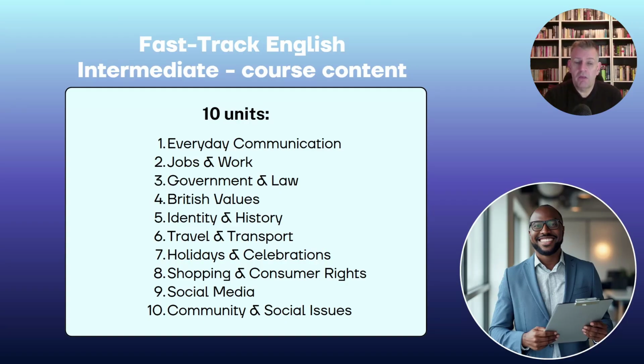And these are the 10 unit topics that we are covering for intermediate. So the first one, everyday communication. Second one, we're doing jobs and work. Then we look at government and law, British values, identity and history, travel and transport, holidays and celebrations. We look at shopping and consumer rights. Then we look at social media, and then we finish with community and social issues.